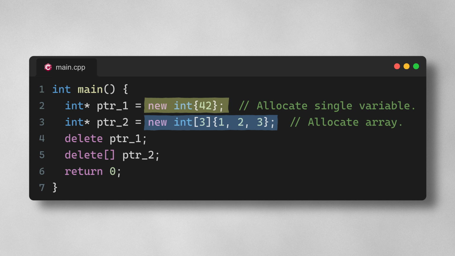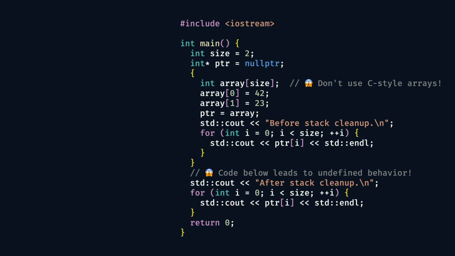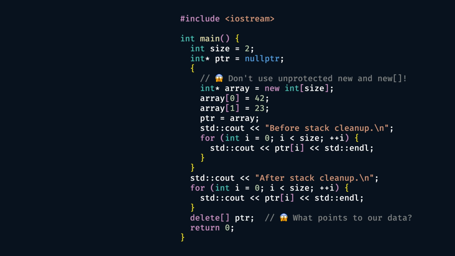The new operator allocates a single variable, while the new array allocates an array of those. In order to free the memory, we need to call delete or delete array, respectively, on the pointer that points to the memory allocated on the heap. To have a bit more hands-on experience, let us see how our previous example changes if we use the new array instead of allocating a C-style array directly on the stack.